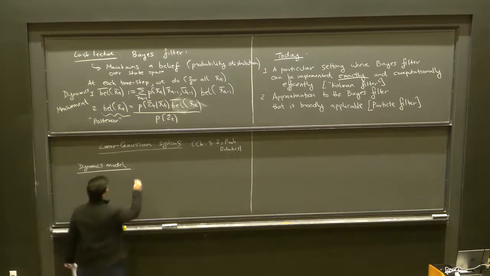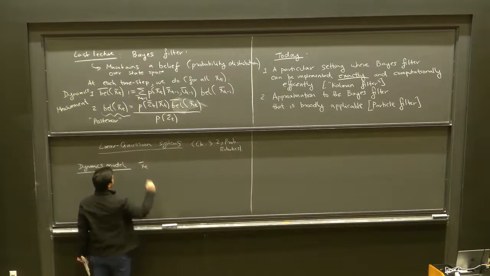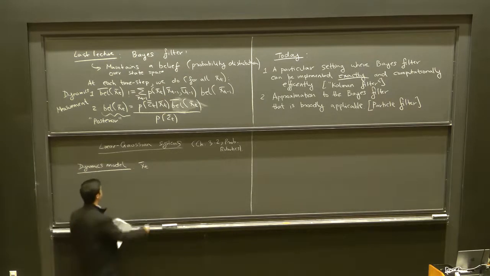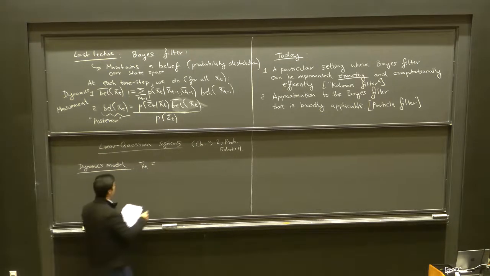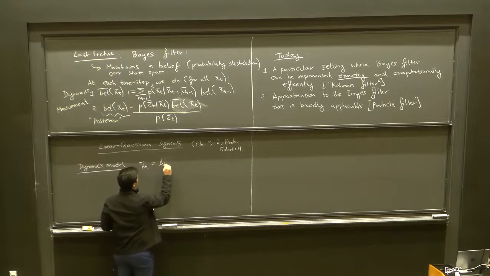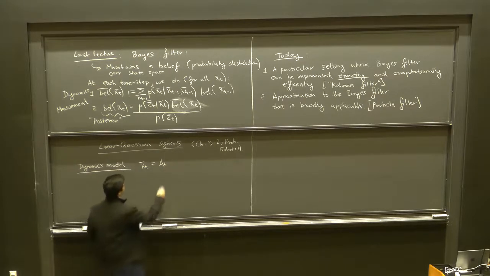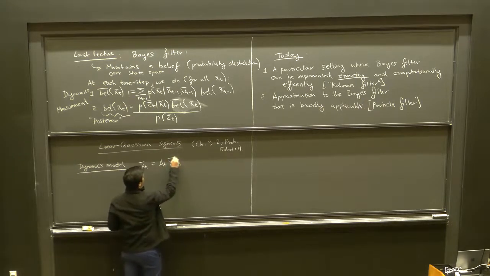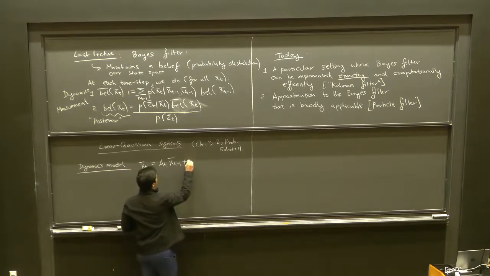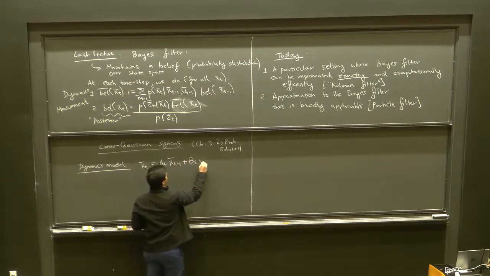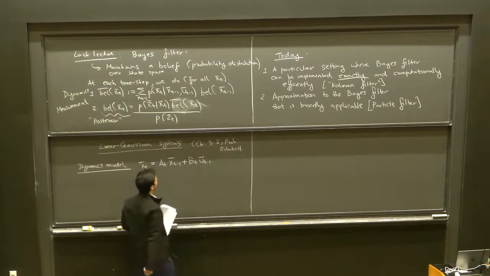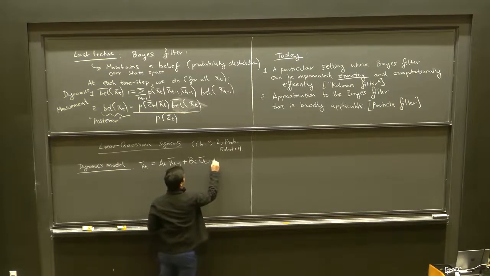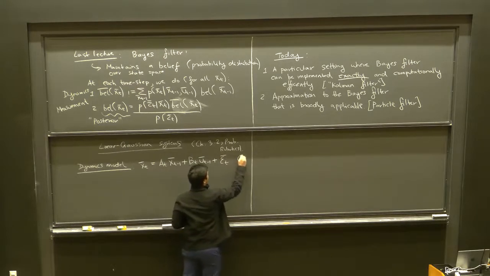So we're going to assume that the dynamics model has the following form. So the state at some time t, so that's xt, equals some matrix At multiplied by the previous state, plus some other matrix Bt multiplied by the previous control input, plus an additional term that I'll describe in a bit. So let me call this equation 1.